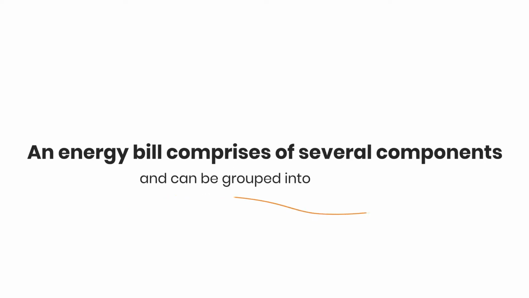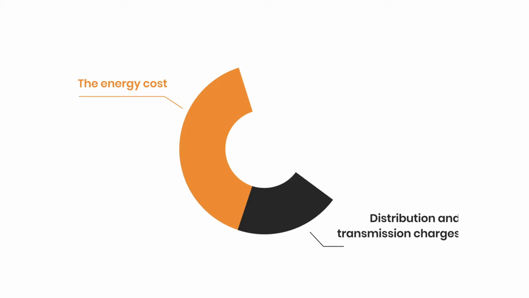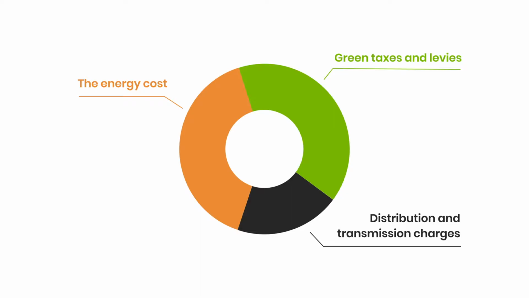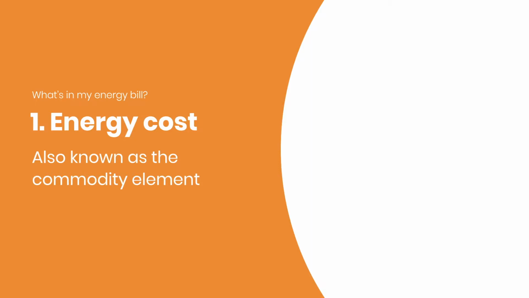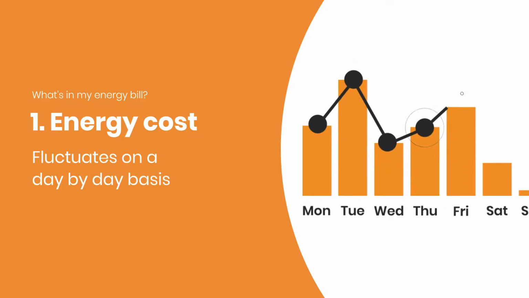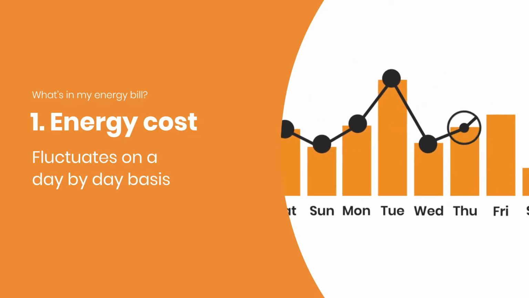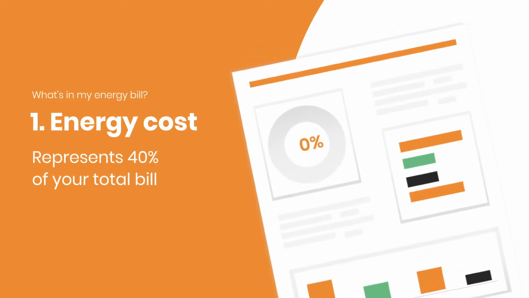An energy bill comprises several components which can be broadly grouped into three areas: the energy cost, distribution and transmission charges, and finally green taxes and levies. Let's firstly look at the energy cost, the commodity element as it's often referred to. Taking electricity as the example, this is the bit that fluctuates on a day-by-day basis as the wholesale energy market moves up and down. Overall, the energy cost represents approximately 40% of your bill.